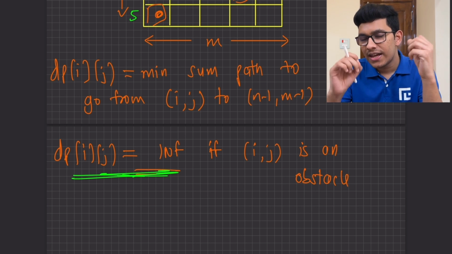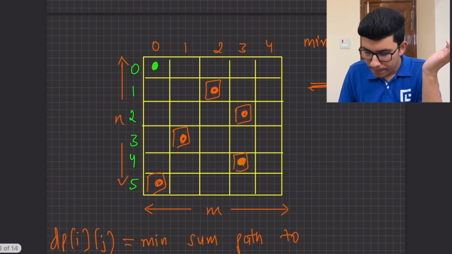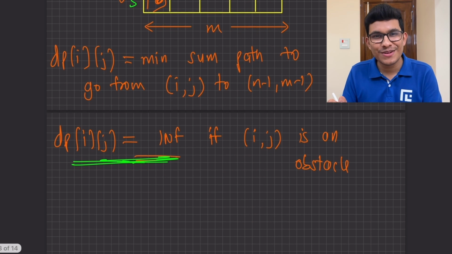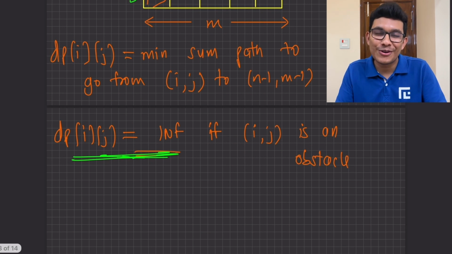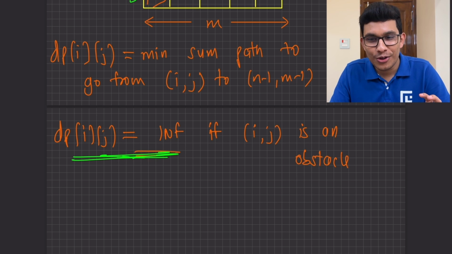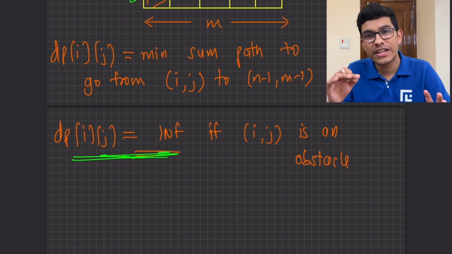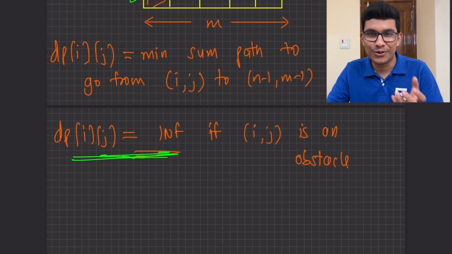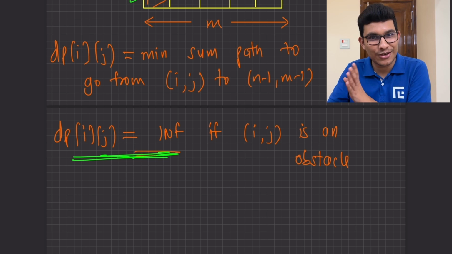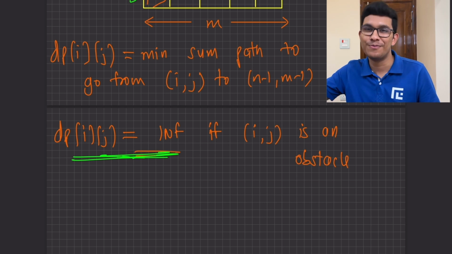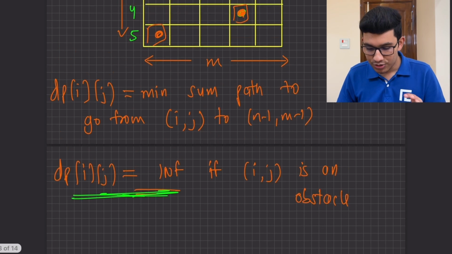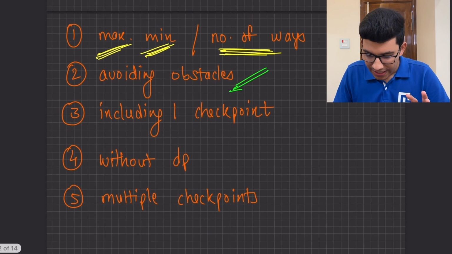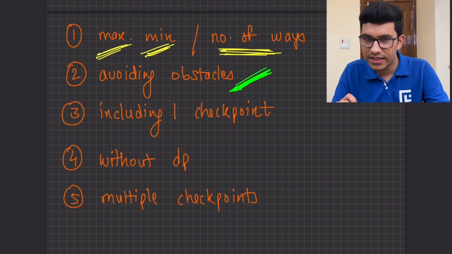Now let's suppose you were asked that instead of minimum, tell me the maximum sum path. What would you do? You would simply say dp of i comma j is equal to minus infinity, because you don't want to consider that path. Now let's suppose somebody told you, don't find out minimum or maximum, find out the number of ways. What would you do now? You can simply say dp of i comma j is 0, because dp of i comma j equal to 0 just means that there are no ways to go from i comma j to n minus 1 comma m minus 1, correct? So I think this should be very clear now, right? This is avoiding obstacles, and this is the same problem that has been asked in the CSES problem set.